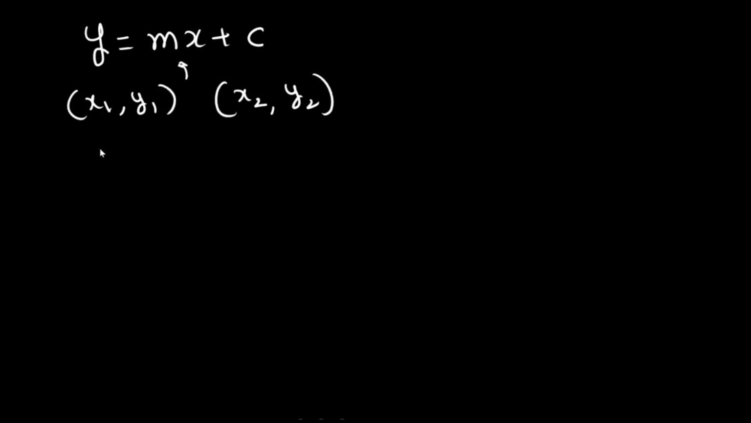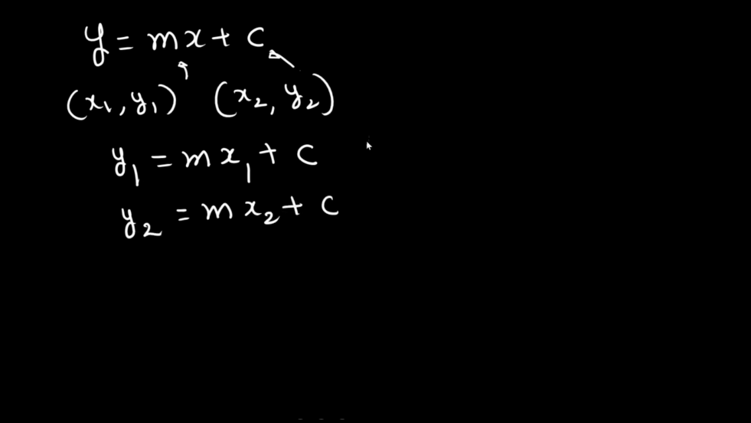So let's substitute the first point into this equation. It becomes y1 is equal to m into x1 plus c, right? The second point also will satisfy this line, right? So if we substitute this point into this line, it will become y2 equal to m into x2 plus c. So we have the two equations now here. And from these two equations, we will find m and c.